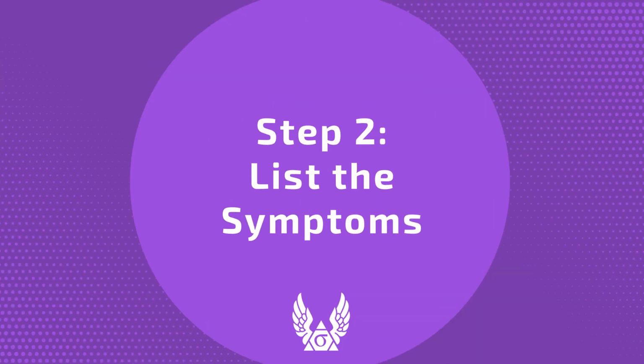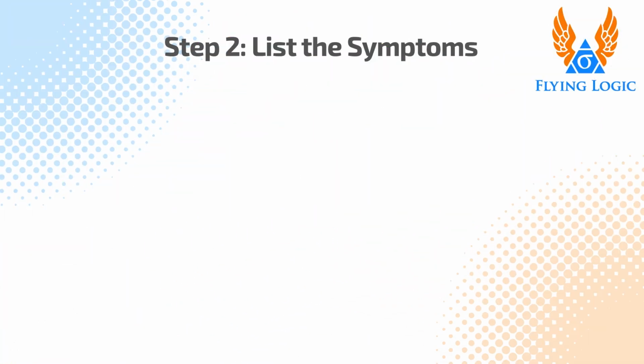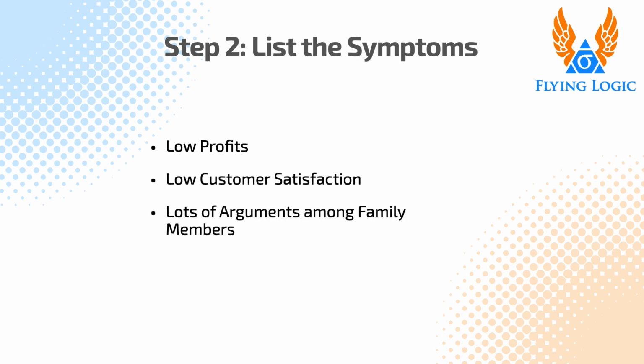Step 2. List the symptoms. Presumably, you are doing your analysis because you believe the system would benefit from improvement, and because you see evidence of this potential in various problems or symptoms of trouble. Such symptoms could be low profits, low customer satisfaction, or lots of arguments among family members. These symptoms are known in the theory of constraints as undesirable effects, or simply UDEs.